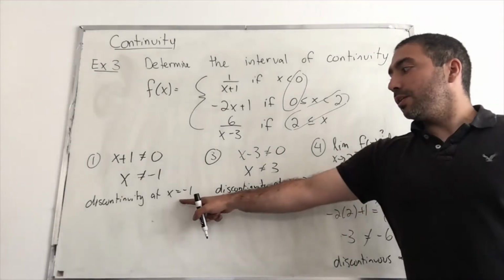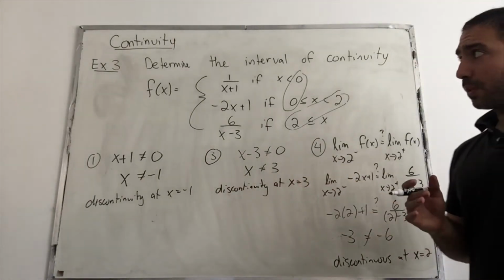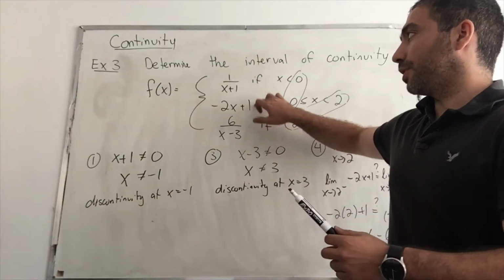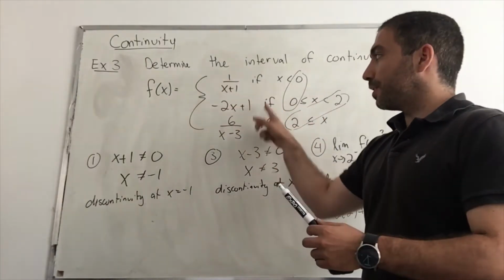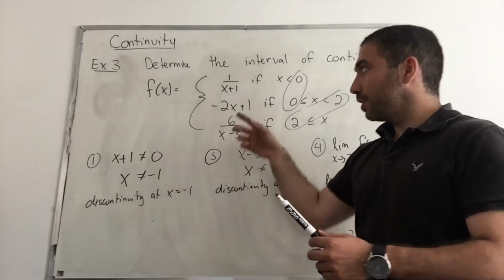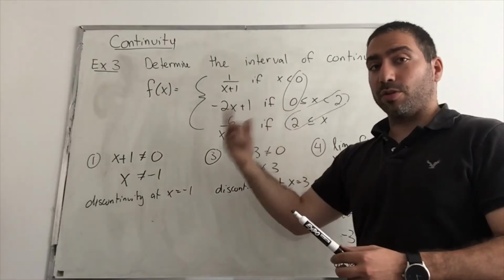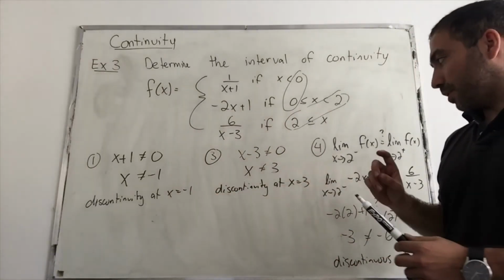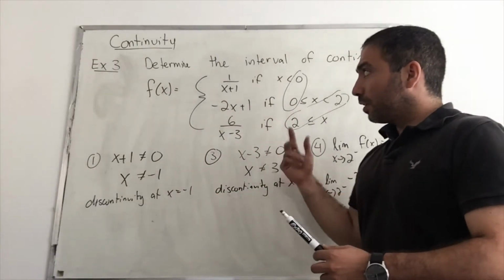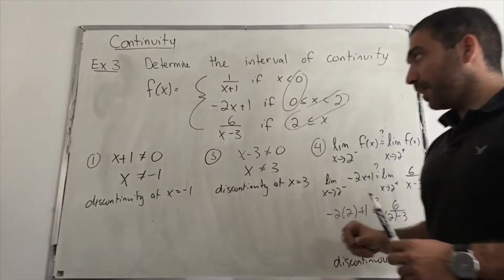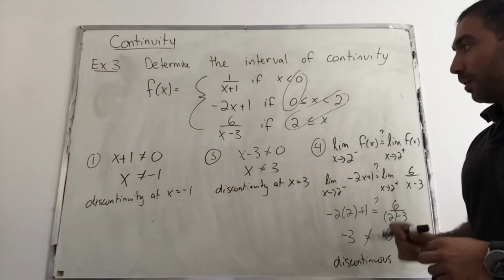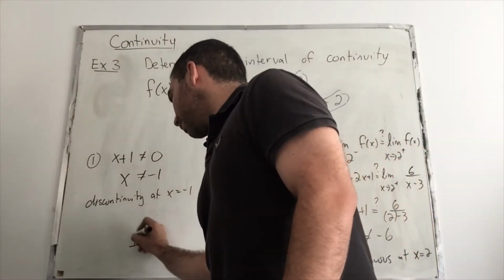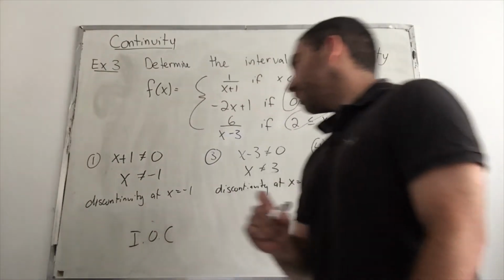So if it's discontinuous at negative 1, 3, and 2, where is it continuous? Here we're dealing with linear functions which are continuous. This is a polynomial. We saw in a previous theorem that polynomials are continuous. Rational functions are continuous on their domain. So everywhere else except at negative 1, 2 and 3, the function is continuous. So the interval of continuity of this entire function, I'm going to abbreviate it, I.O.C., interval of continuity.